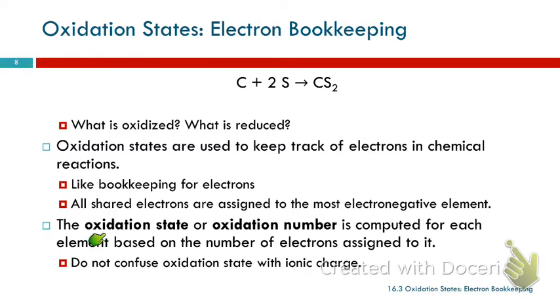So the oxidation state, or the oxidation number, will be calculated for each element in a compound. So the carbon here has an oxidation state, and over here the carbon has an oxidation state, and each of these sulfurs has an oxidation state. And this sulfur has an oxidation state. Oxidation states are sometimes the same number as an ionic charge, but they are not ionic charges. They just happen to be the same number sometimes. So oxidation states are not ionic charges.